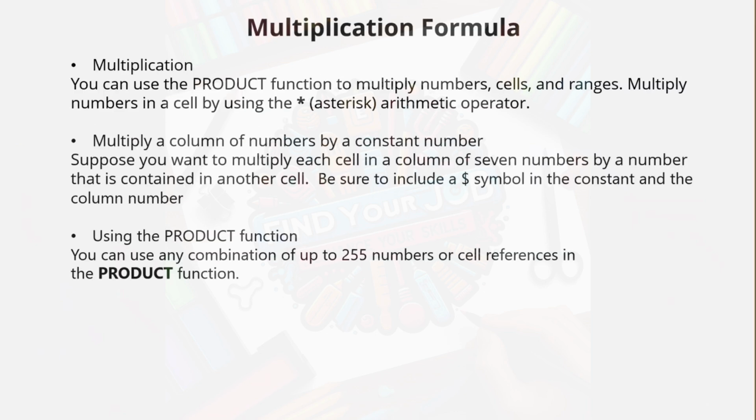Now, the first way that we will be learning is using the asterisk, which is an arithmetic operator. To locate the asterisk on your keyboard, go to number 8. Above the 8, you will find the asterisk mark. To insert the asterisk, press shift and then 8, and you will be able to use the asterisk. You can multiply numbers in a cell using the asterisk, which is the arithmetic operator. So let's see how to use the asterisk.